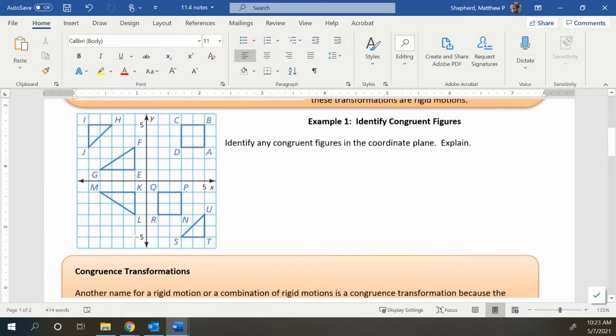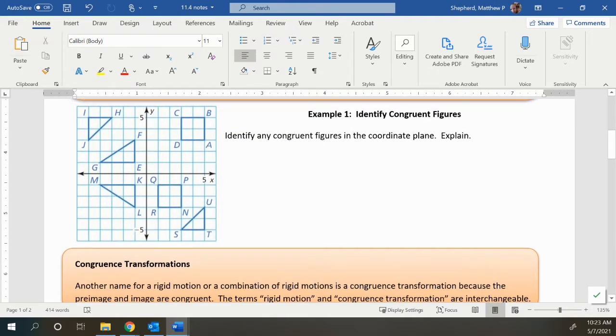So what we're going to do in this first problem is identify which figures are congruent. We're going to make sure that the vertices are matched up with their corresponding vertices. And we're going to explain how we know they're congruent based off of the transformation that would map one to the other. So let's go ahead and start with A, B, C, D.